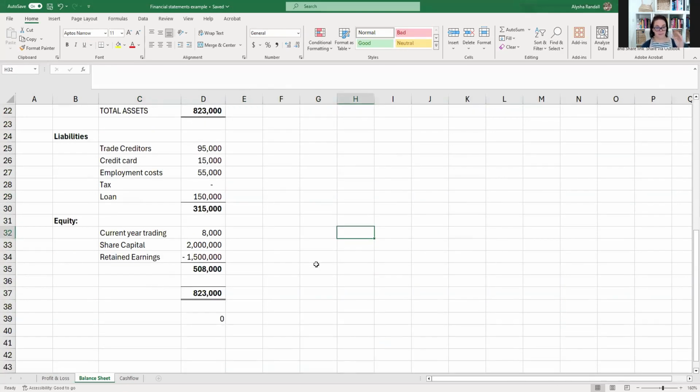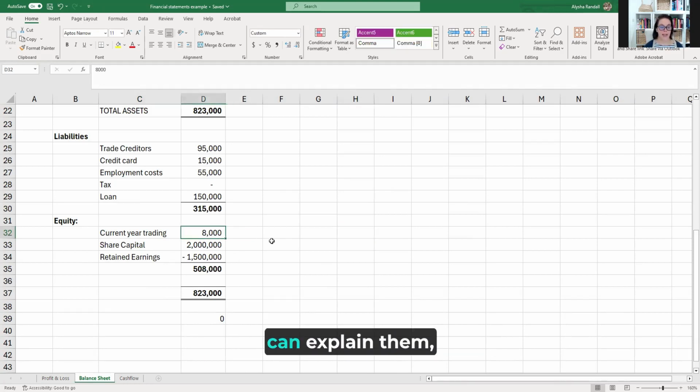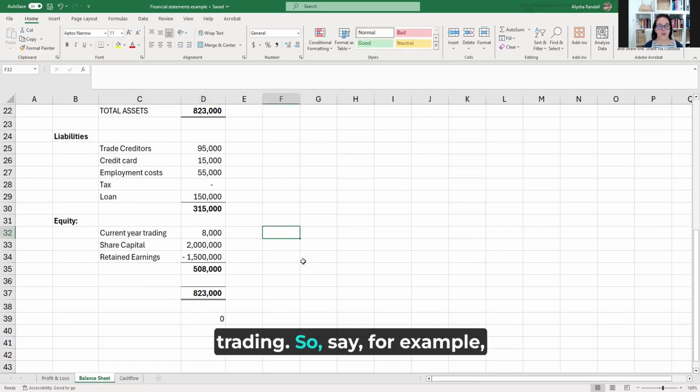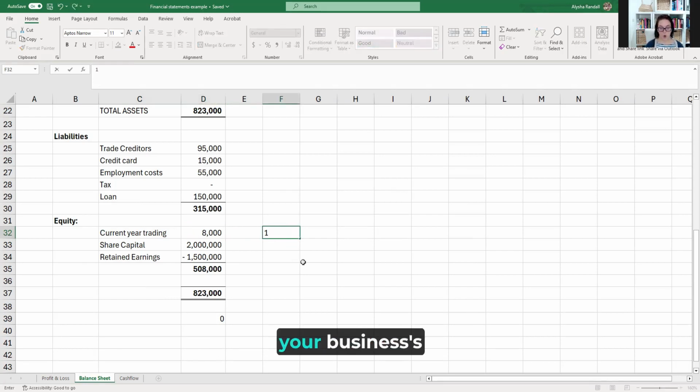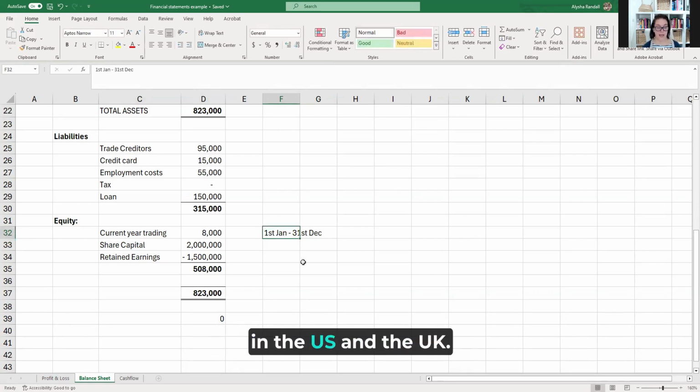Now, this one is very long term, incredibly long term, and it's the beginning of time, basically. So the way that we can explain them, the first one is current year trading. So say, for example, your business's financial year is the same as calendar, which I know is very common in the US and the UK.